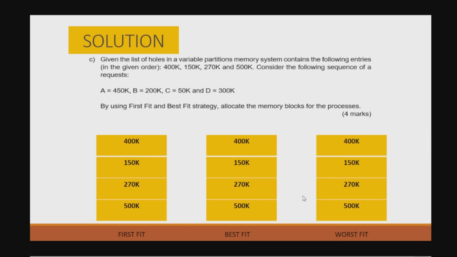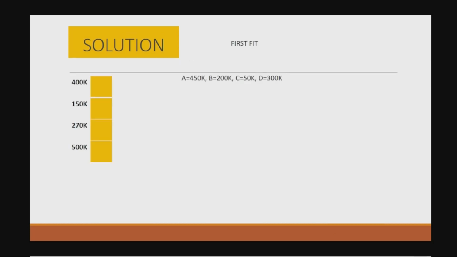Okay, so first we go for the first fit. From the question, this is the information that we have. We have process A, B, C, and D, and this is the size of each process. So this is the memory that we have with these partitions, a block of memories here. When we do the first fit, the first process is process A. Process A consists of 450k. So it will go through the blocks one by one.